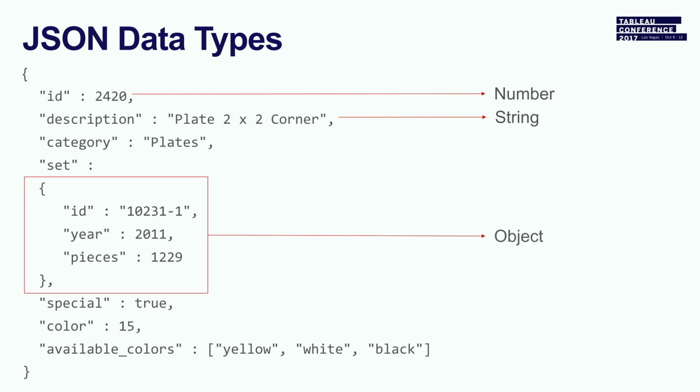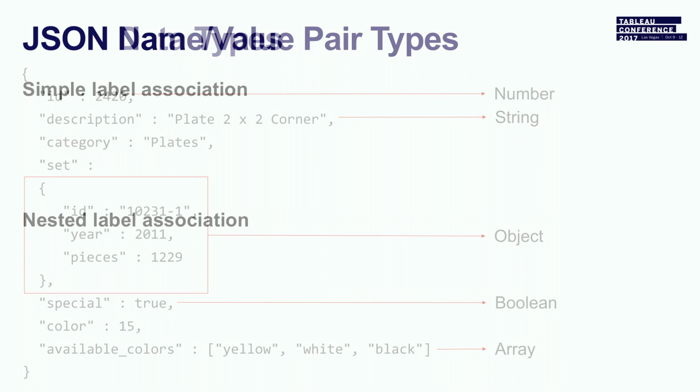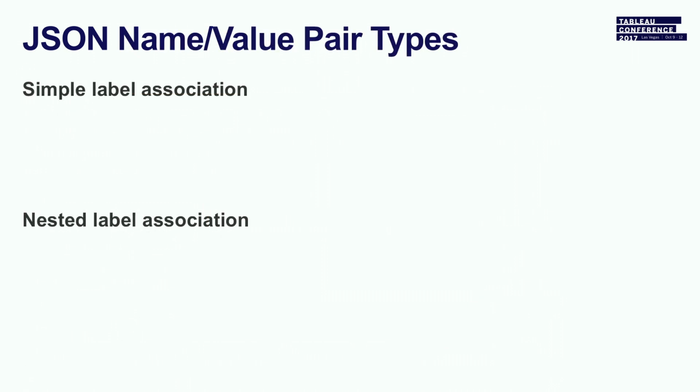Now here, set is an interesting name-value pair. The value itself is an object, and what I mean by object is nothing but another unordered set of name-value pairs. Boolean value, just like any other programming language, can have true or false values. And finally, an array is a collection of data which can be of simple data types. All right, now we looked at the different data types that JSON supports.